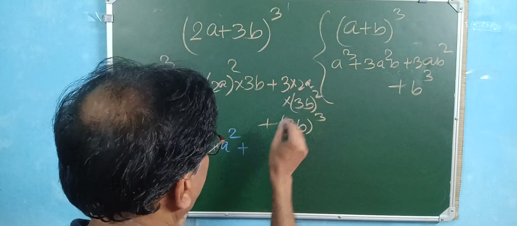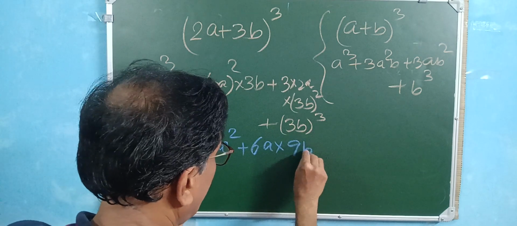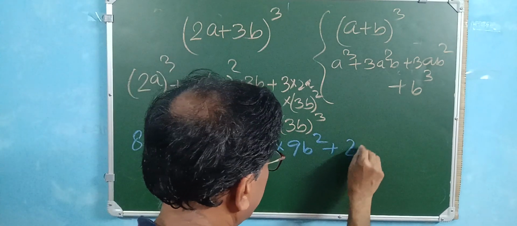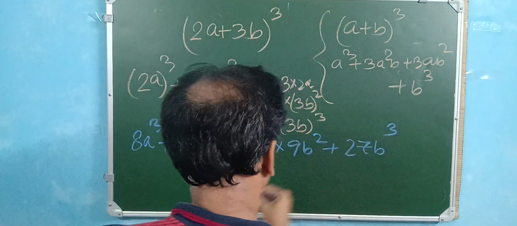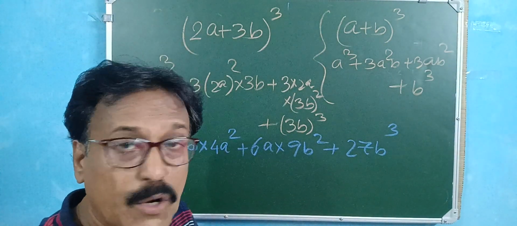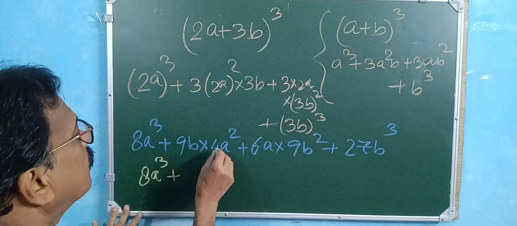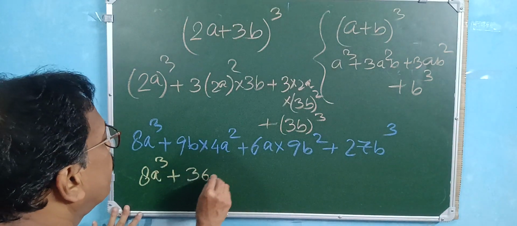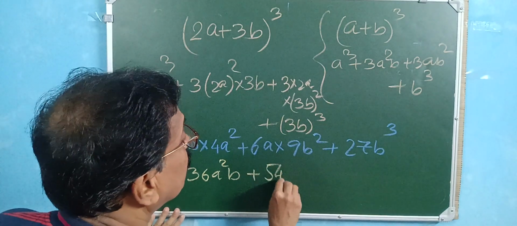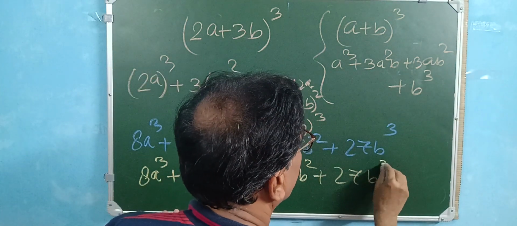Now this is 3ab. 3 into 2a, 6a, into 3b whole square. 3 3 is 9b square. The calculation is on the next line. And 3b whole cube, 3 into 3 into 3, 27b cube. No problem. Don't be very hurried, the maths will be wrong. So now, the ultimate answer is 8a cube plus 36a square b plus 54ab square plus 27b cube. No problem.